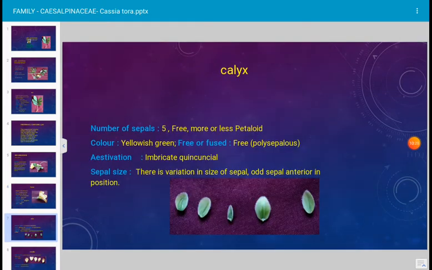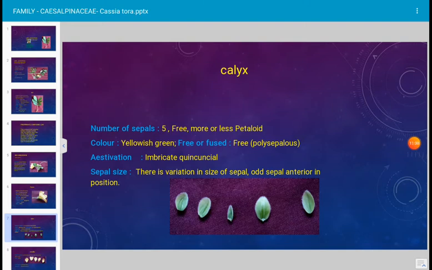This is the calyx, the first whorl of the flower. It consists of sepals. How many sepals are present in Cassia tora, in the family Caesalpiniaceae? Sepals in the flower of Cassia tora are 5. See in the photograph, there are 5 sepals and they are free, not united. If the sepals are free, that is described as the polysepalous condition. The color is yellowish green, and estivation is imbricate quincuncial. Already I discussed this above.